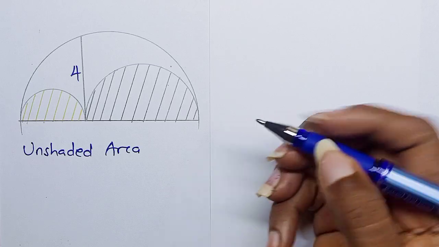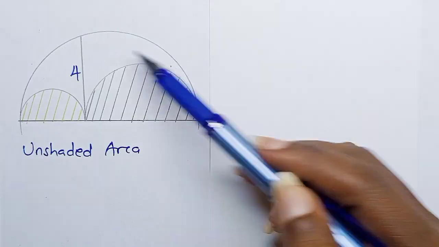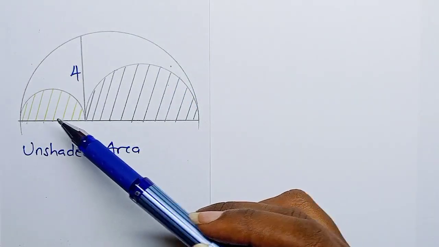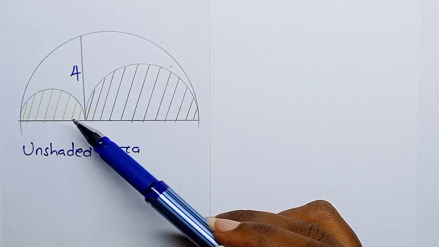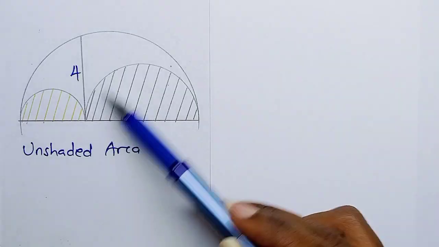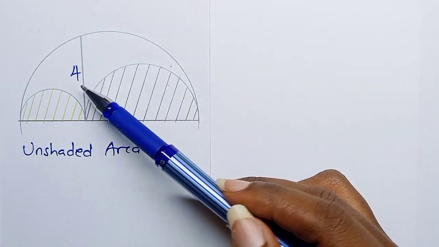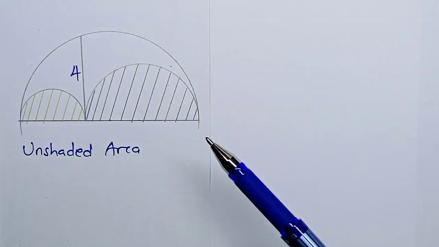In this figure, we need to solve for the area of this part here that is not shaded. So we are given a semicircle, the bigger semicircle, and inside it are inscribed a smaller semicircle and a medium semicircle. From this point to this point is 4 units. So we are required to find the area of this unshaded region.